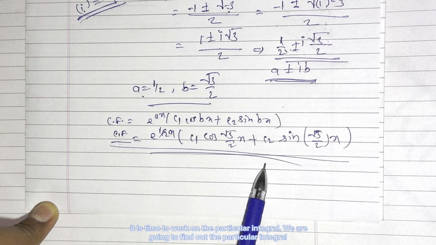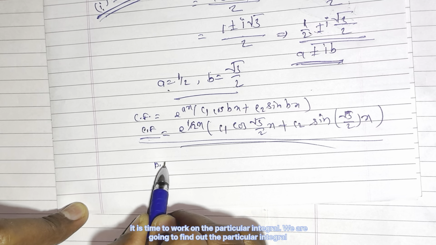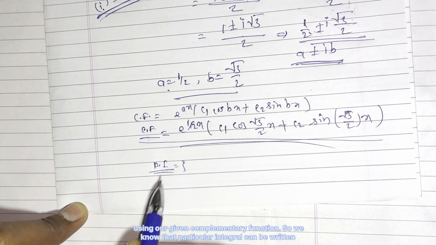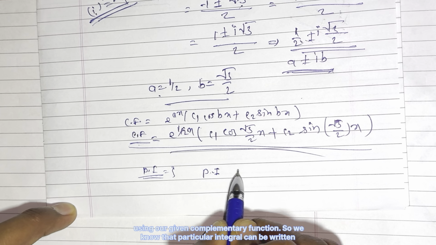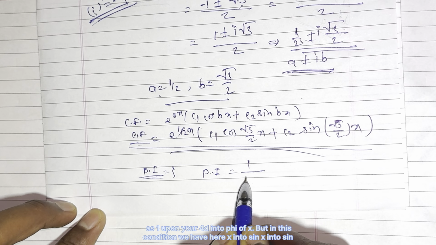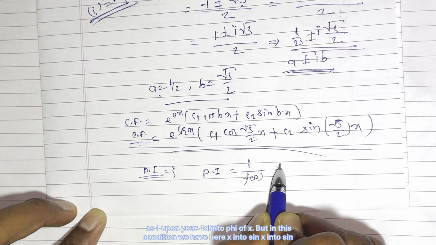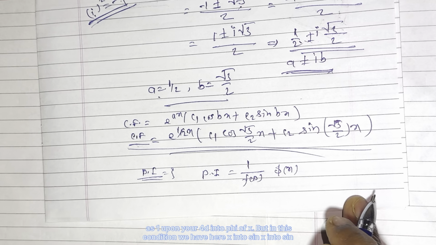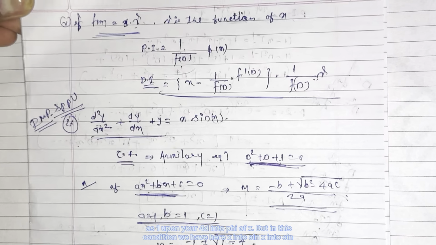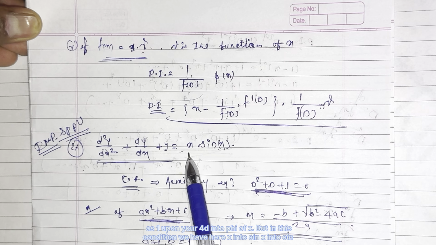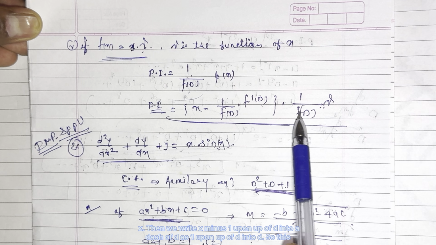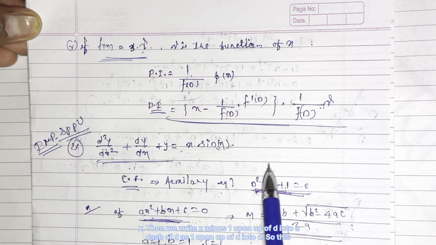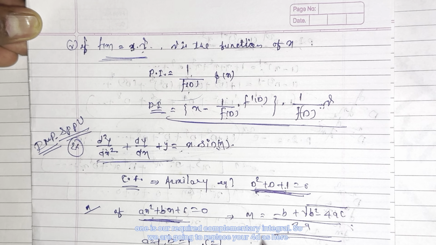Now it is time to work on the particular integral. We are going to find the particular integral using our given complementary function. So we know that the particular integral can be written as 1 upon f of D into phi of x. But in this condition we have x into sin x, then we write x minus 1 upon f of D into f dash of D as 1 upon f of D into phi. So this one is our required particular integral.